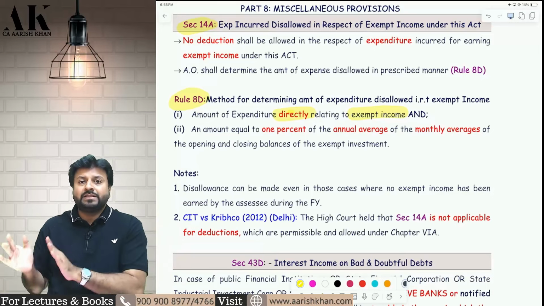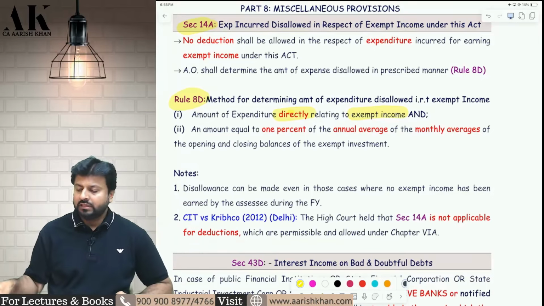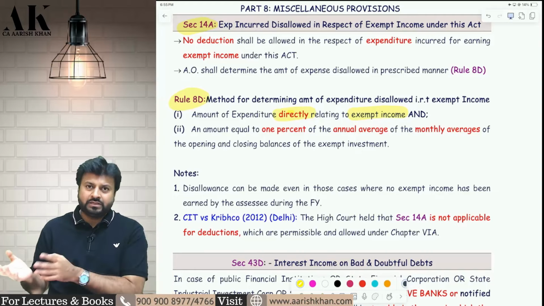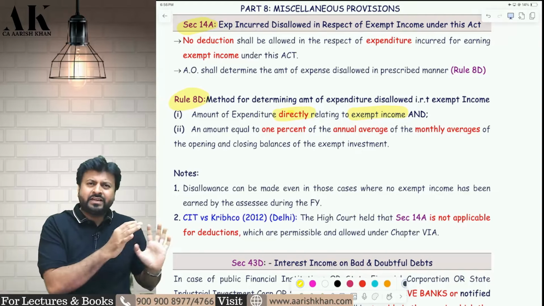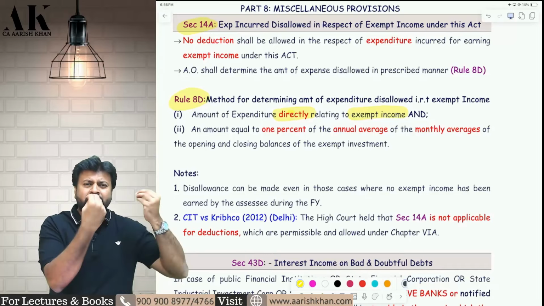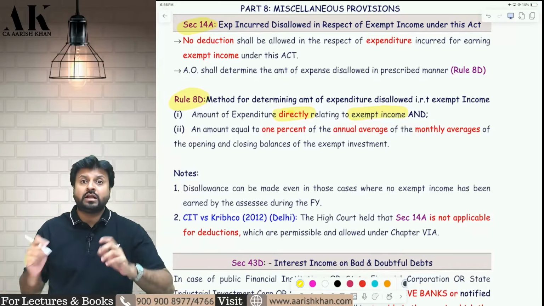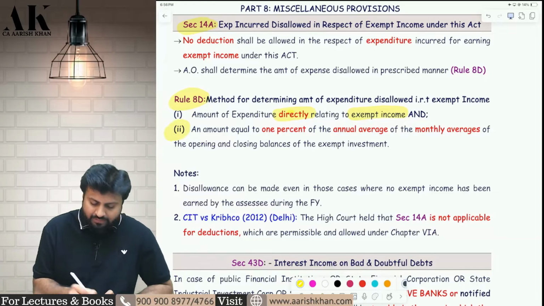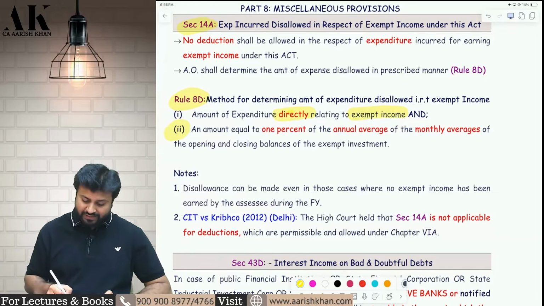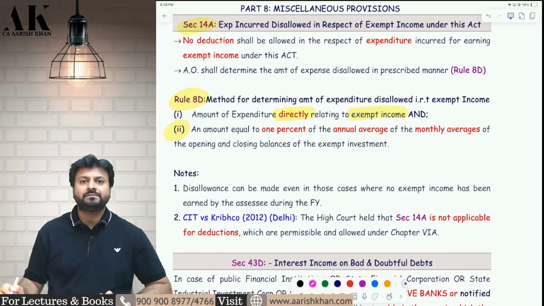What about if the expense is not specifically for that income? Suppose I have taken a general loan of 10 lakh rupees. Now some portion of that loan has gone into tax-free income, some portion has gone into fixed assets, some portion has gone into cash and bank account, some portion into debtors, some portion into stock. Then how to disallow? For that the government has given a fictional mechanism, in point number 2. What is the fictional mechanism, sir, here?